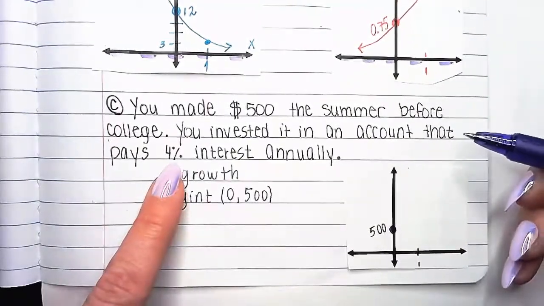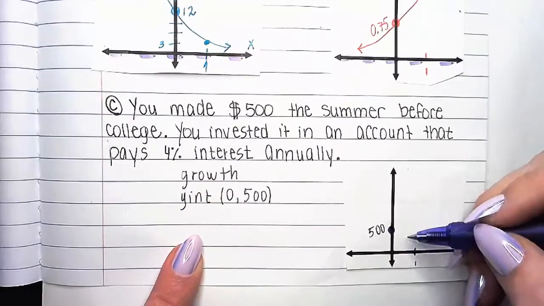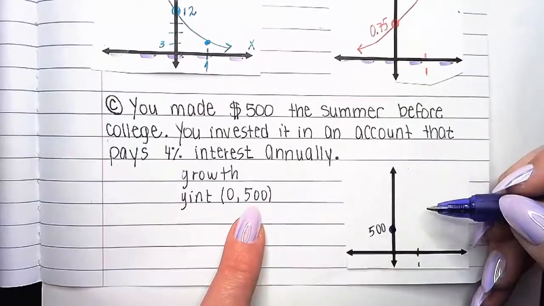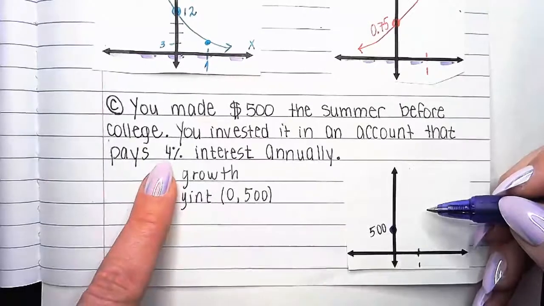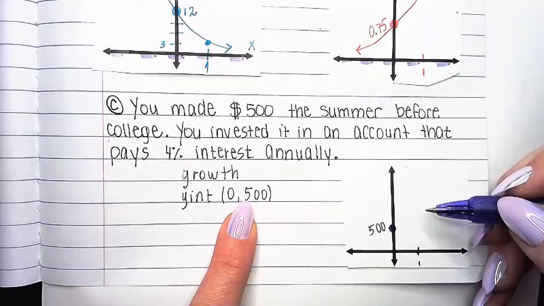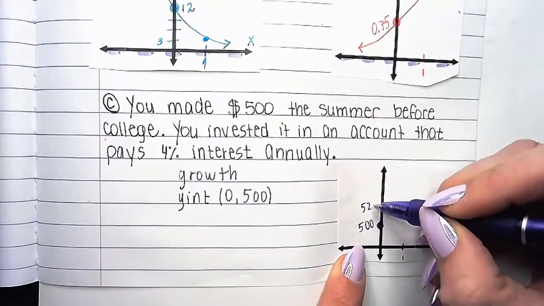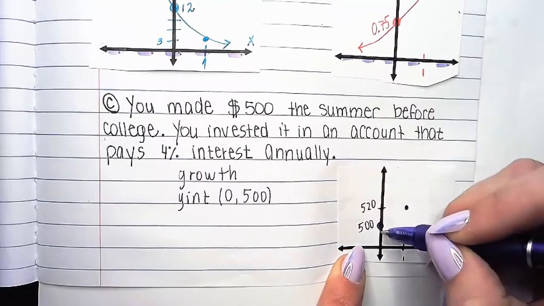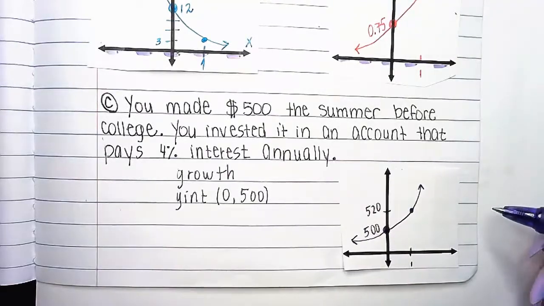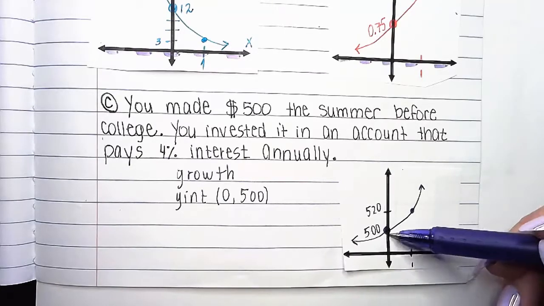If I get 4% interest annually, I don't need a calculator. How much will I have after 1 year? Remember, percent means per 100. We have 5 hundreds. We have 4 for every 100, and we have 5 hundreds. 4 times 5 is 20. That right there is exponential growth, the y-intercept of 500.